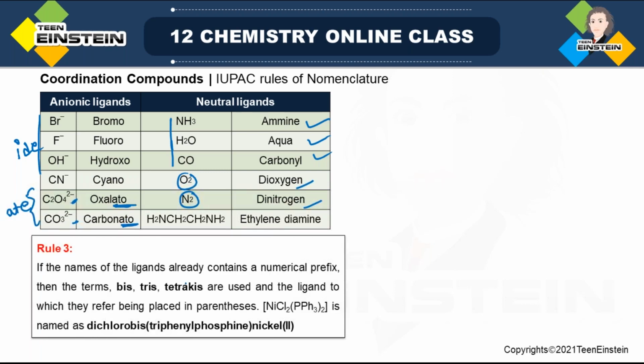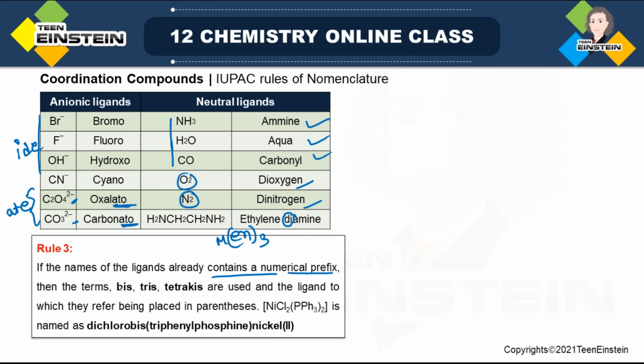Rule number 3: if the name of the ligand already contains a numerical prefix. What does it mean? Just take the example of ethylene diamine. Here you have already used the term di, so there is already a numerical prefix. So if ethylene diamine is coming thrice or twice, then you cannot use this di once more, because already in the name there is di. But still, if there are two ethylene diamine attached with metal or three, then what will you write? You will not write triethylene diamine. That you cannot do.